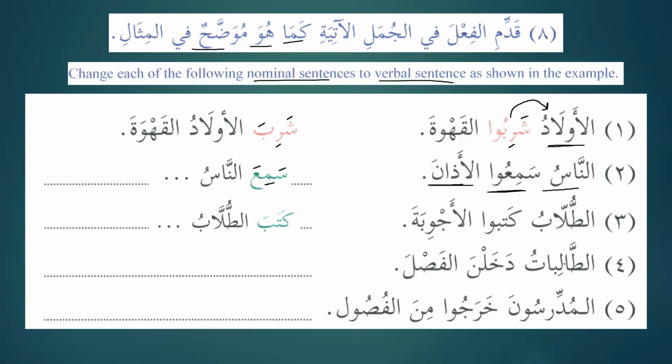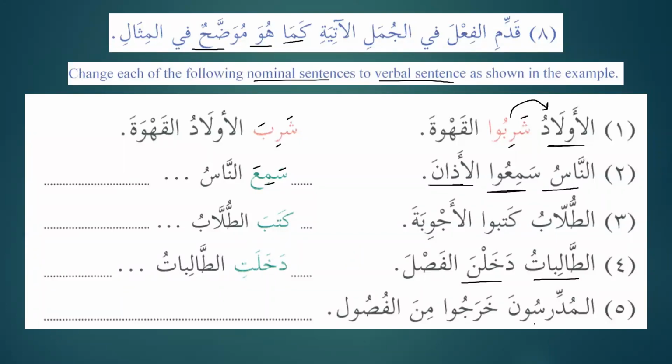Next is at-talibatu dakhalna al-fasla. At-talibatu is the plural. That's why the verb has to be plural. But for the feminine, we will say dakhalat, right? So we will say dakhalat at-talibatu al-fasla. The feminine students entered the classroom.